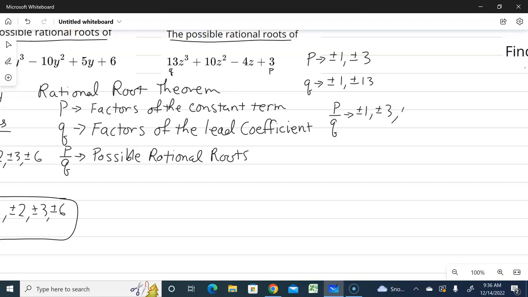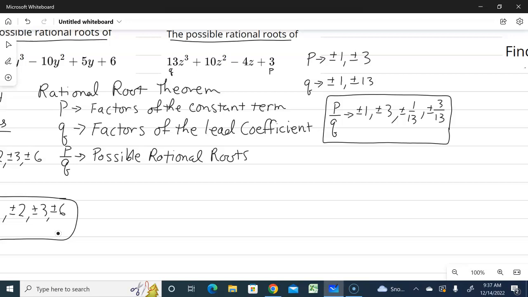So we're going to put 1 over 13. And then we're going to put 3 over 13. And there it is, all the possible outcomes of P divided by Q. Those are your possible solutions to this equation.